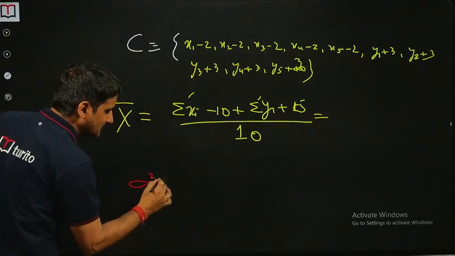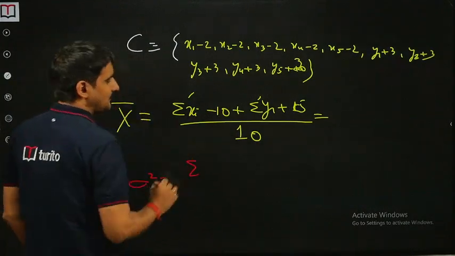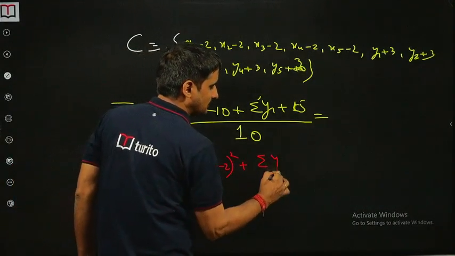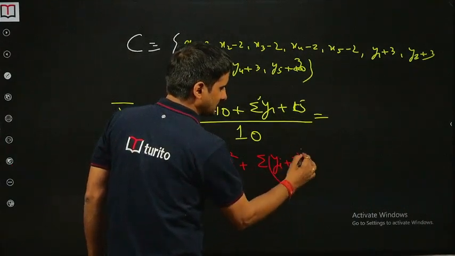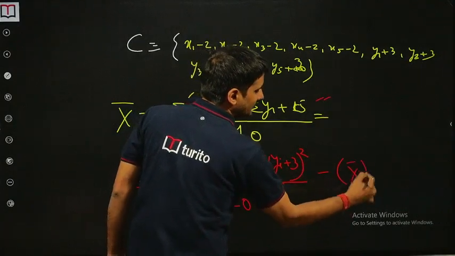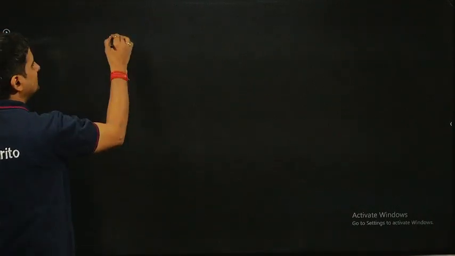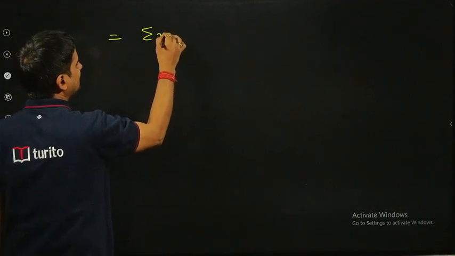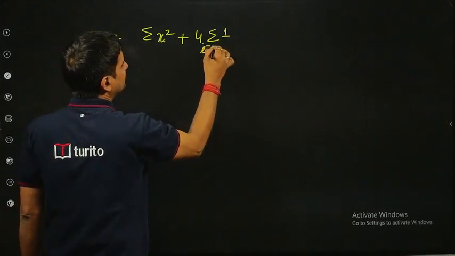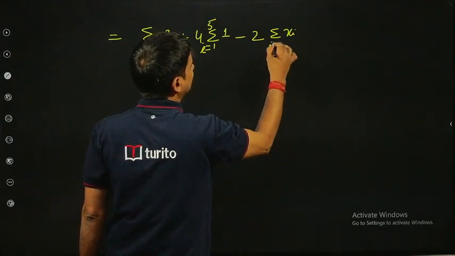Similarly, if we have to get the new variance here, bachon, what will that be? It will be summation of xi minus 2 whole square plus summation of yi plus 3 whole square, divided by 10, minus whatever mean you have here whole square. As simple as that. Now for the summation, we will just open it: summation xi square plus 4 into summation, i goes from 1 to 5, minus 4 times summation xi, i goes from 1 to 5.